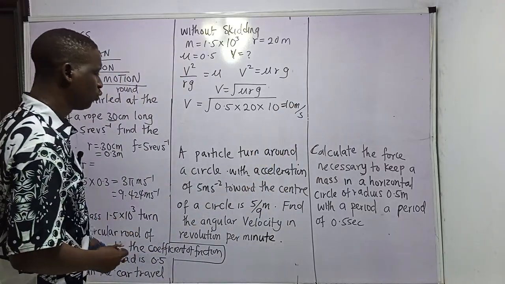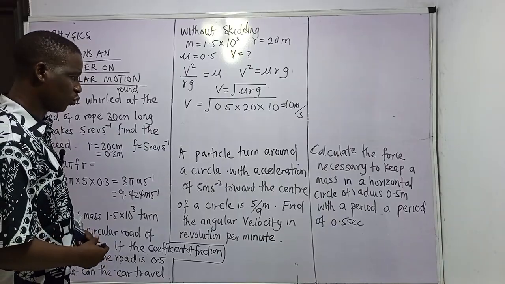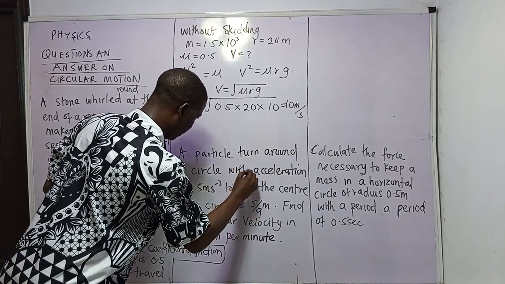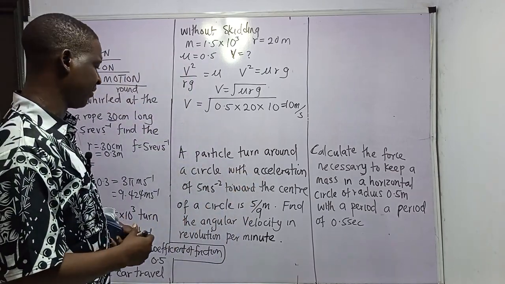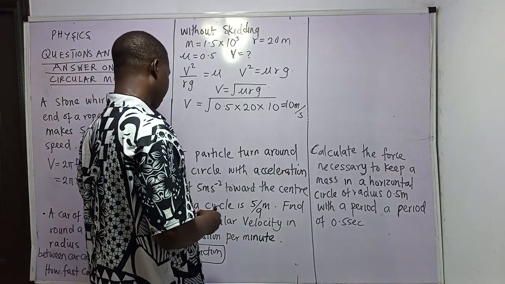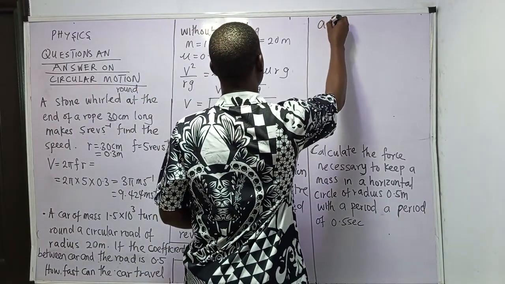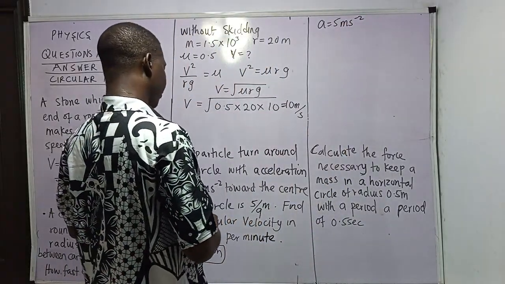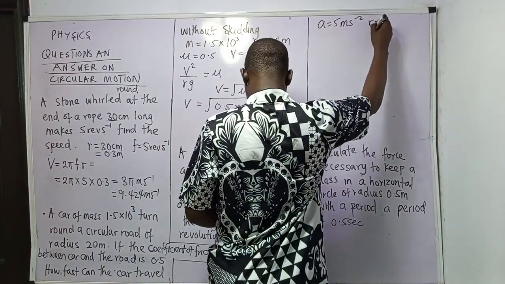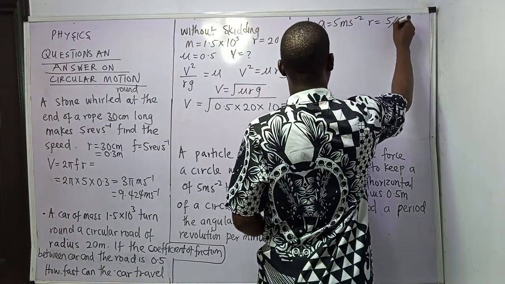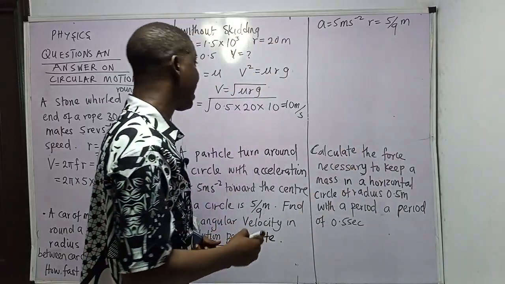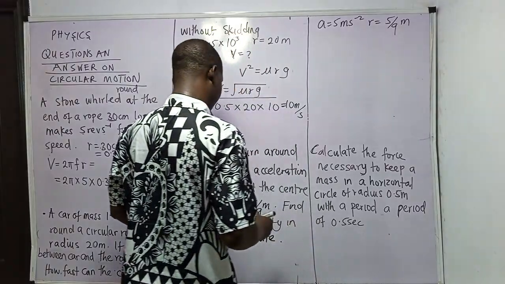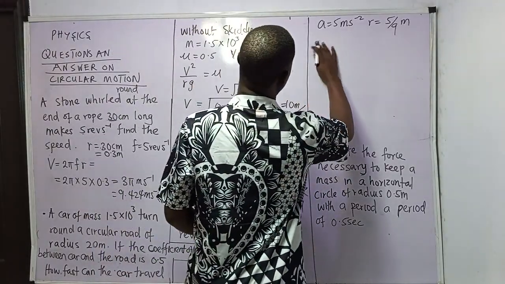The next question says a particle turns around a circle with acceleration of 5 meters per second square towards the center of the circle. So a is given as 5 meters per second square, towards the center of a circle of radius 5/9 meters. It says find the angular velocity in rev per minute.